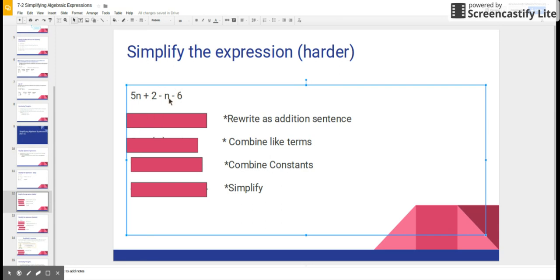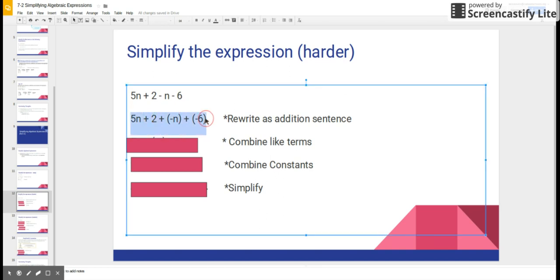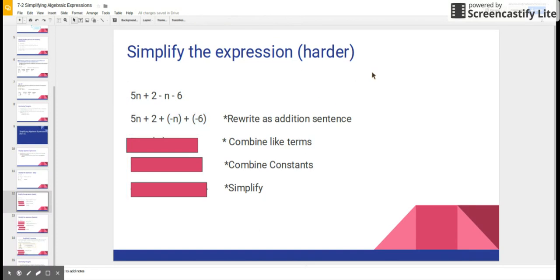This minus n is going to turn, well, we need to add the opposite. Minus n is going to turn to plus negative n. And then this minus 6 is going to turn to plus negative 6. Again, these two expressions are the same. This is just the additive inverse of this, okay? But they are the same. You need to write it like this before you can pick out your like terms, okay?